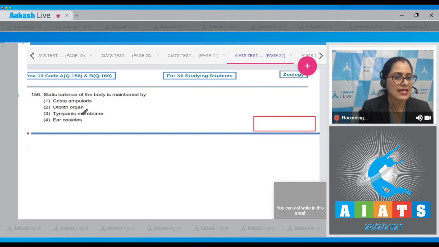Question number 156. Static balance of the body is maintained by. Options are crista ampullaris, otolith organ, tympanic membrane, ear ossicles.